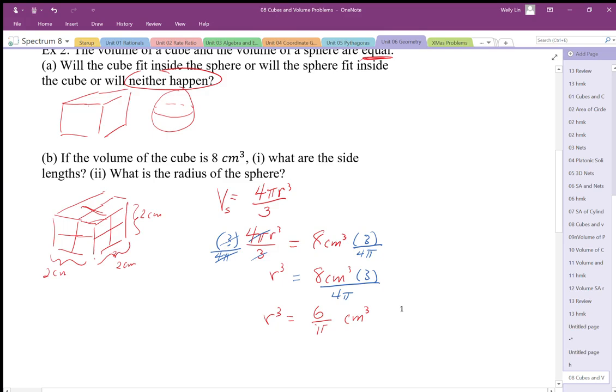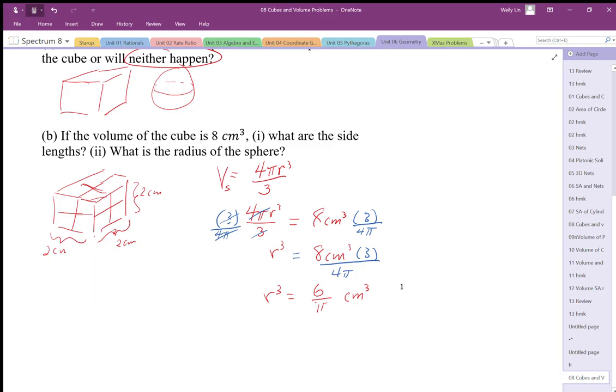That's how many cubes I have. If I want to undo cubes, I can undo cubes with the opposite, which is a cube root. If I cube root one side, I have to cube root the other side. So my radius works out to be radius equals, oops, there should be a cube root there, the cube root of 6 over pi centimeters is going to be my radius.